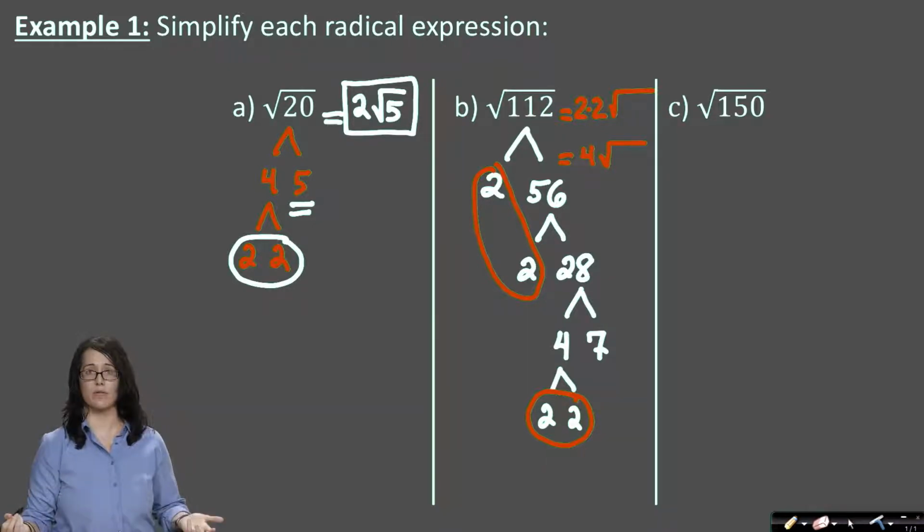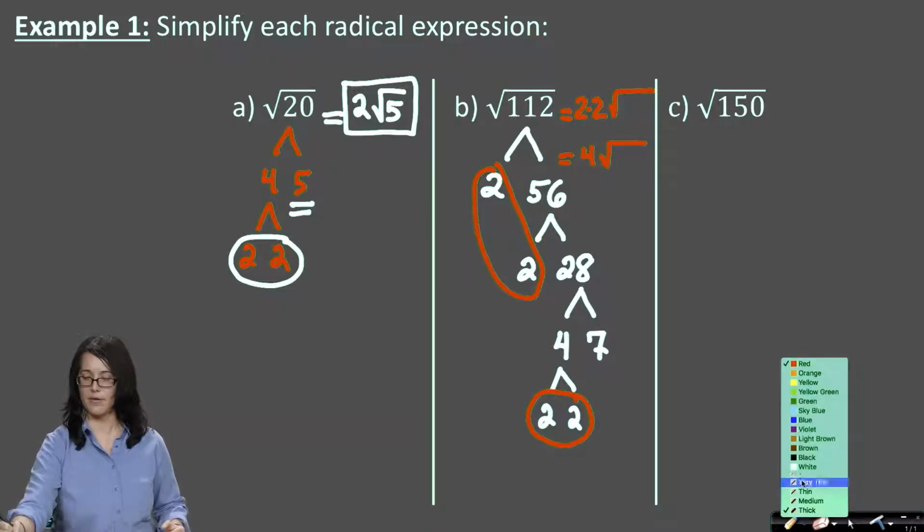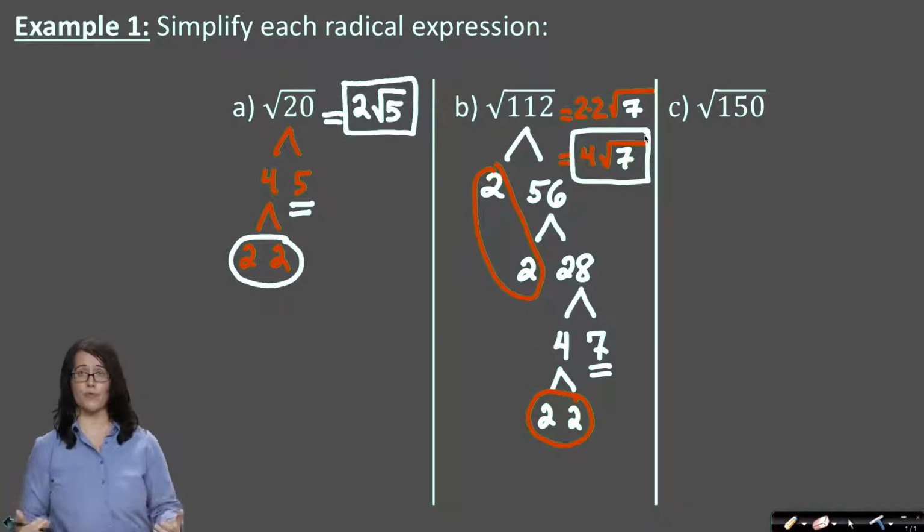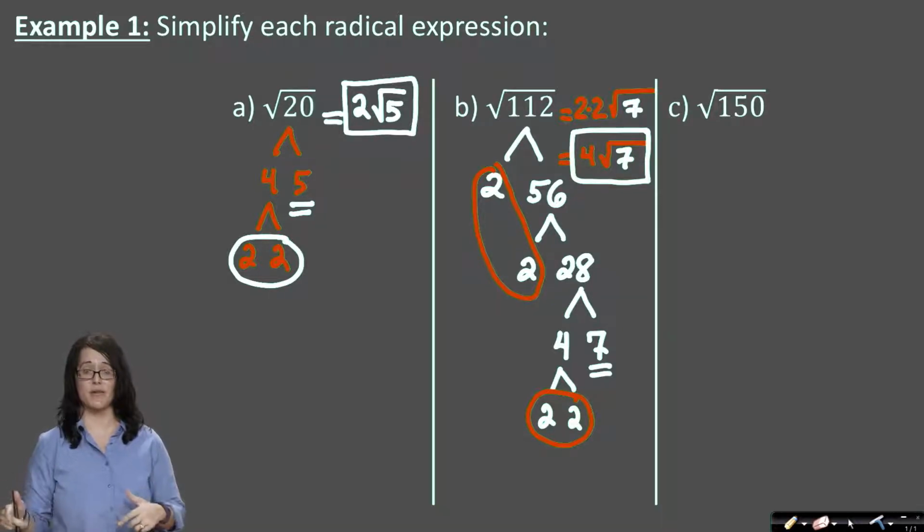But what is our radical? Is anything left underneath there? Yes. In fact, 7 had no partner. So 7 would be underneath that radical. It's called the radicand. The final simplified version of the square root of 112 would be 4 copies of the square root of 7. And you can know you're right by putting it in your calculator and seeing that they mean the same thing. Okay.